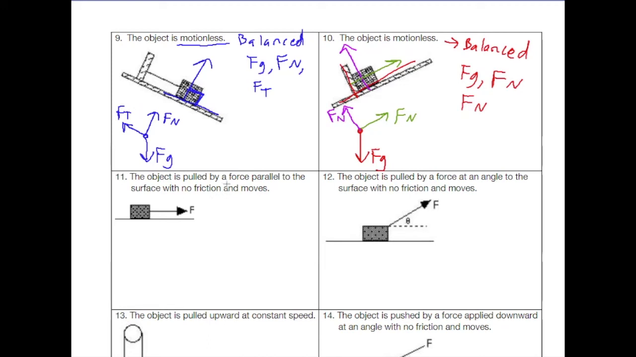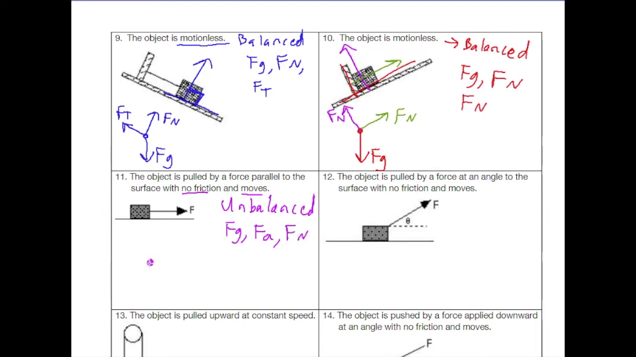Number 11, the object is pulled by a force parallel to the surface with no friction and moves. Well, if it's being pulled by a force and there's no friction, that's going to tell me that my forces are unbalanced. Listing the forces, I have gravity, I have a force pulling it, in other words, an applied force. And again, I see a surface, so I have force normal.